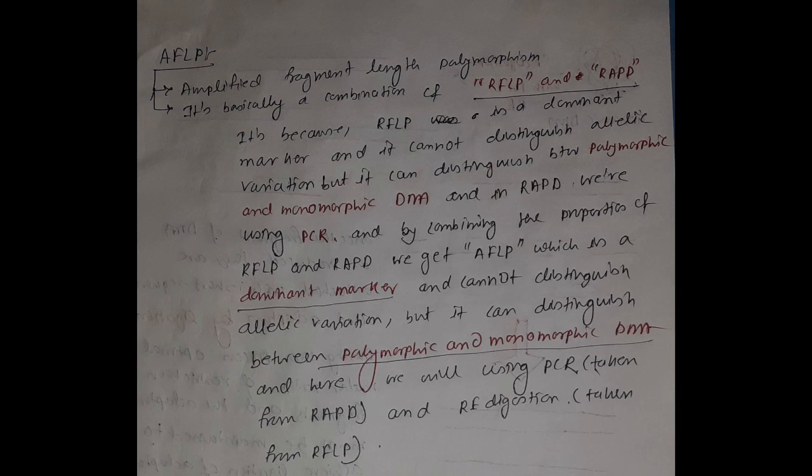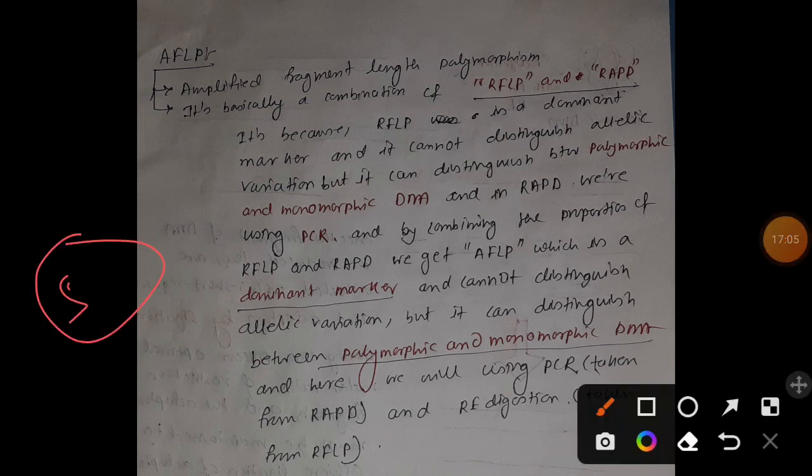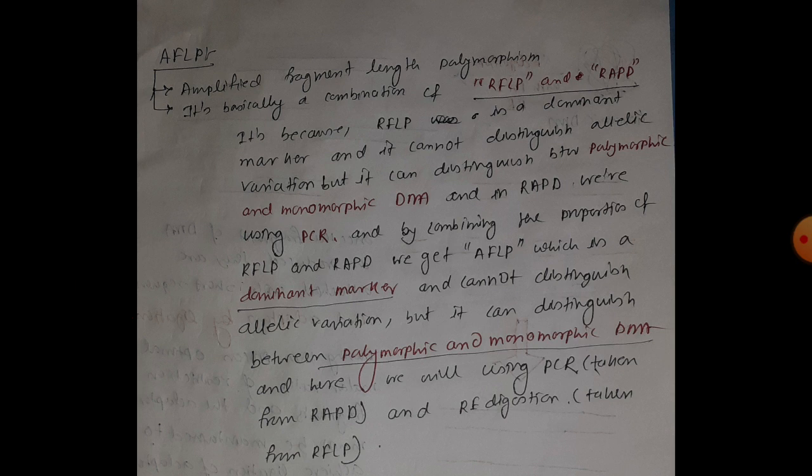Now we will construct the probe, which is radioactively labeled at its 5' end. With the help of this probe and autoradiogram, we will get an autoradiograph. This autoradiograph will contain DNA band patterns, and with the help of these DNA band patterns, we can analyze the variation between different individuals. So that is the idea of AFLP.